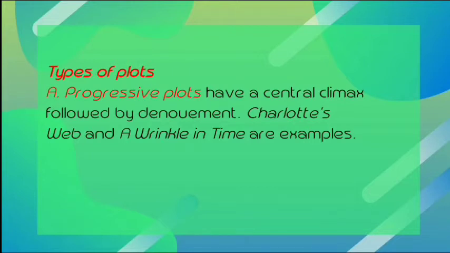Example, in Charlotte's Web and A Wrinkle in Time. So, in the progressive plot, the climax progresses, meaning from the low intensity going up to the central climax, then after that it will go down. This is the basic pattern of the plots.